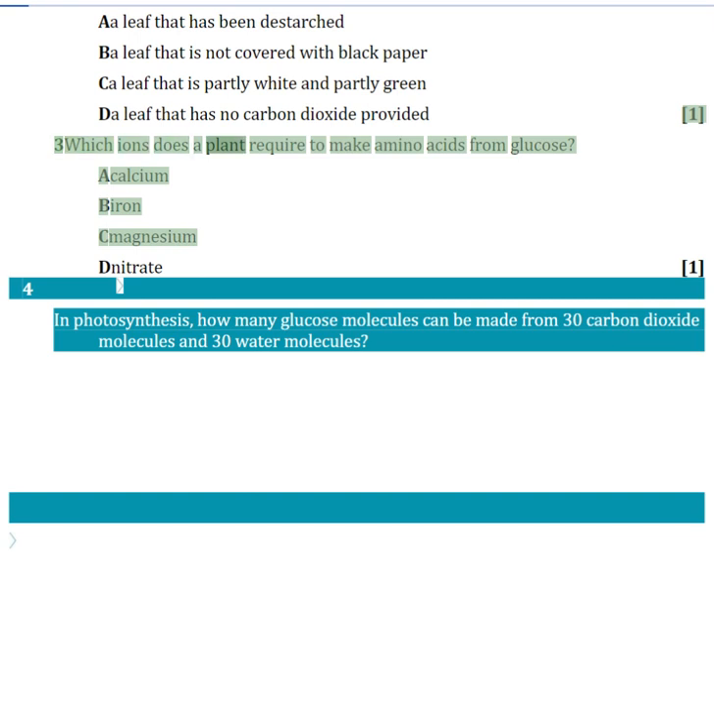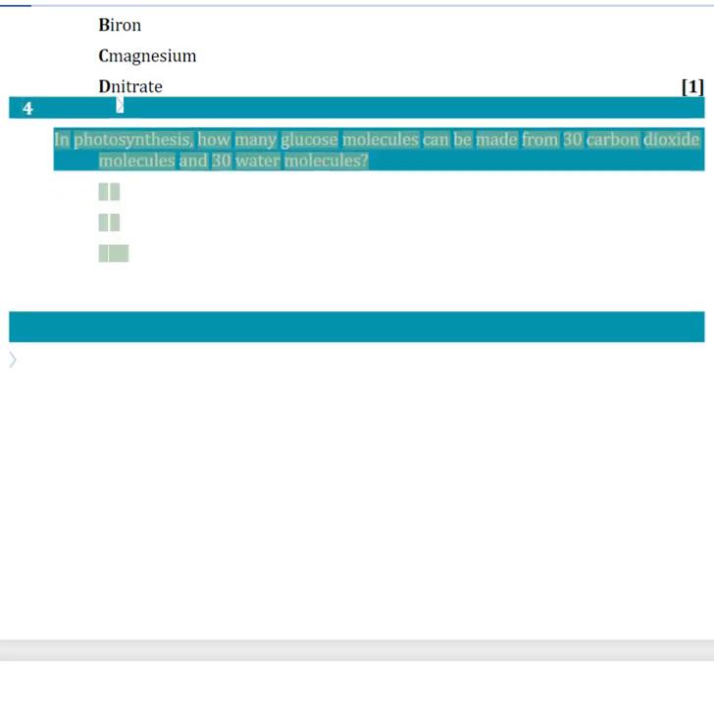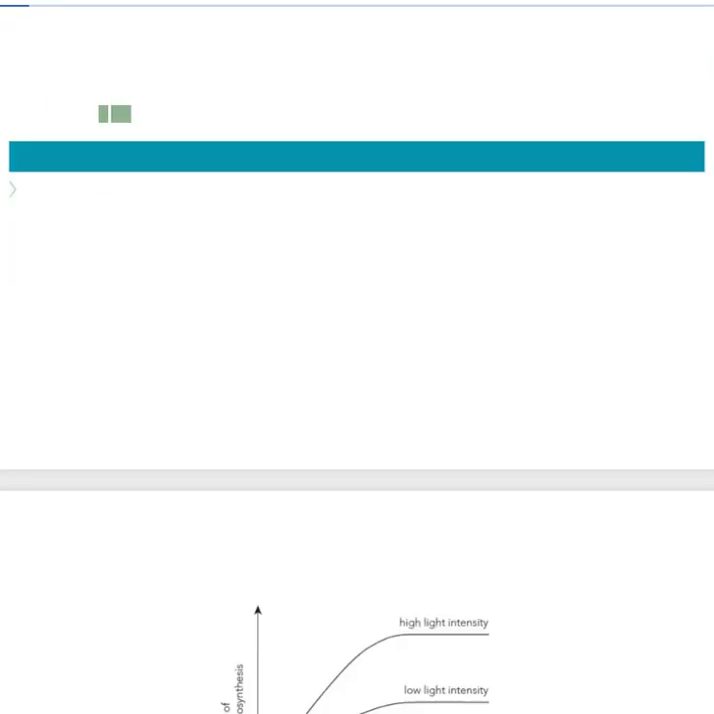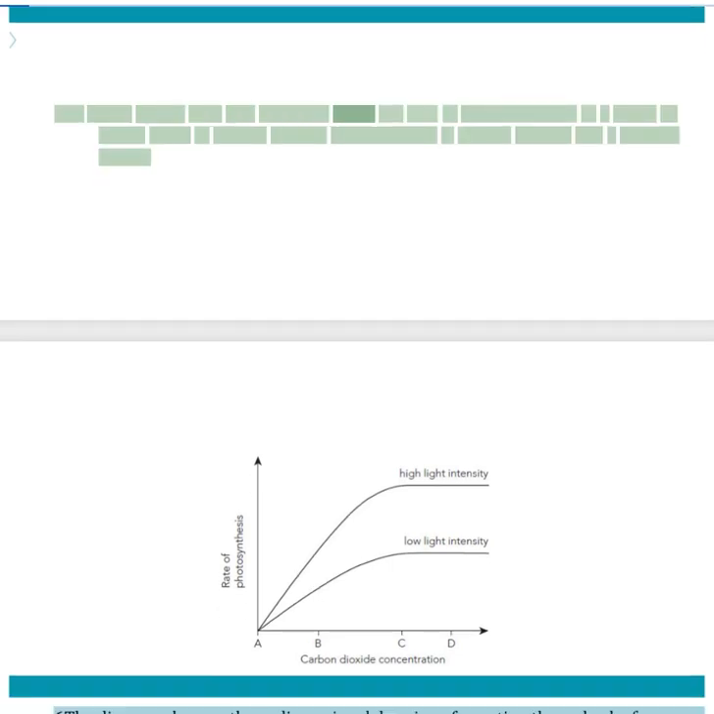3. Which ions does a plant require to make amino acids from glucose? A. Calcium, boron, magnesium. D. Nitrate. 4. In photosynthesis, how many glucose molecules can be made from 30 carbon dioxide molecules and 30 water molecules? A. 5, B. 6, C. 30, D. 60. 5. The graph shows how two variables affect the rate of photosynthesis in a plant.